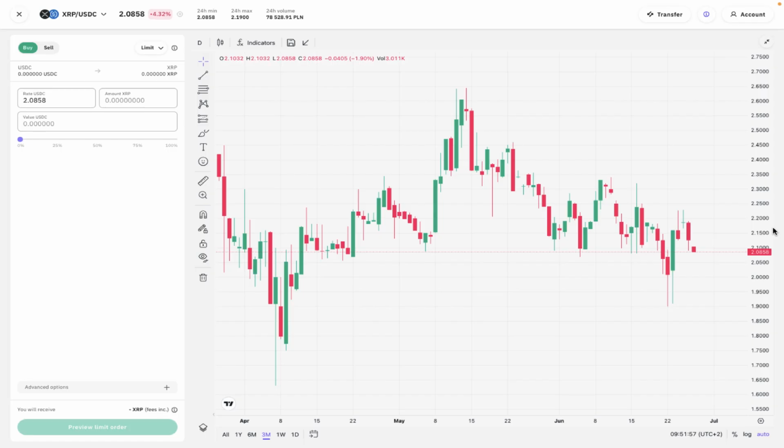Let's take a look at the altcoin of the week. This week it is the XRP to USDC on Zondacrypto. Daily time frame chart, Japanese candlesticks. What do we have here?